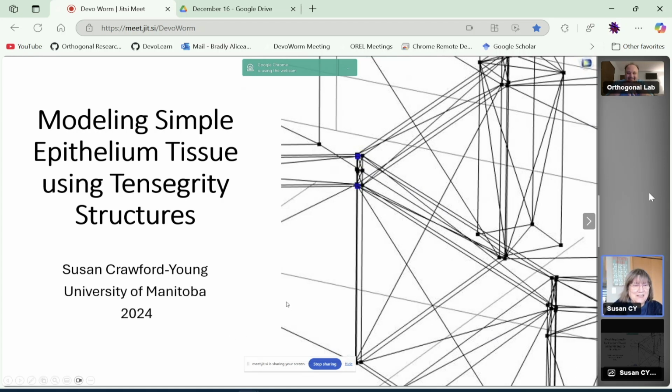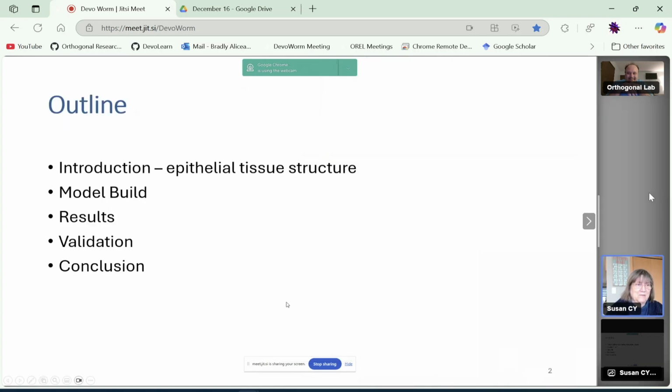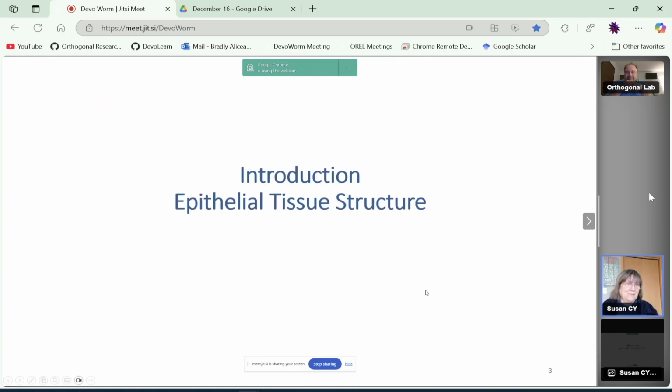Okay, so my outline. Insist that I have an outline. So introduction, epithelial tissue structure, model build, results, validation, and conclusion. Okay, so this is the introduction.